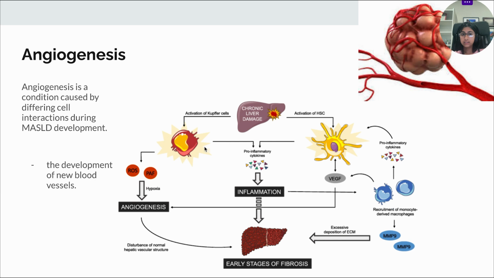Additionally, if you look on this side, after Kupffer cells are activated, pro-inflammatory cytokines get secreted, which causes inflammation and therefore again leads to fibrosis. On the other side, we have hepatic stellate cells. When these hepatic stellate cells are released, they cause the recruitment of monocyte-derived macrophages, which will deposit ECM, again causing fibrosis. So basically what this really shows is that angiogenesis, the creation of new blood vessels, can be highly dangerous for the liver during MASLD.